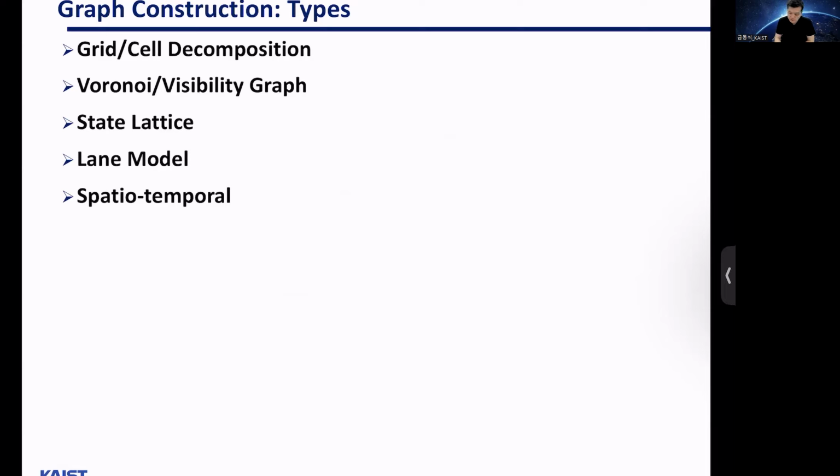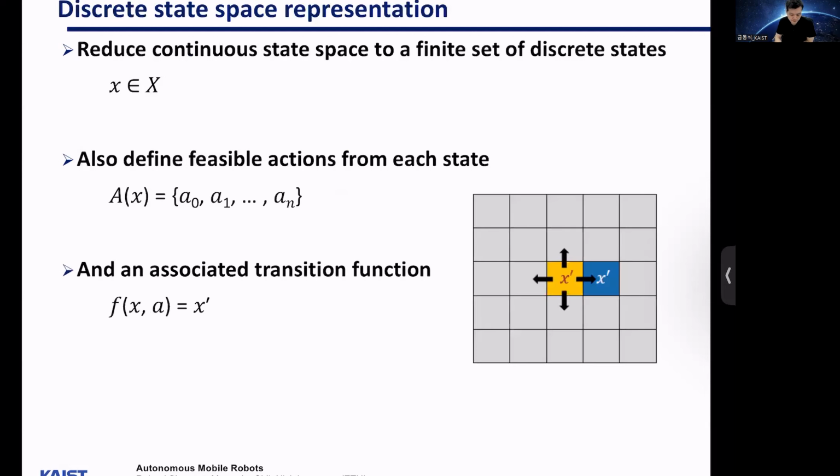So there are different types of graphs, and one representation or one type of graph may be suitable for different robot systems. Okay, so please start thinking about what representation would be suitable for road infrastructure.